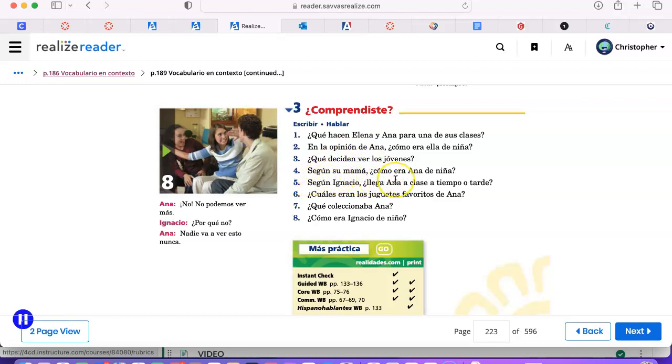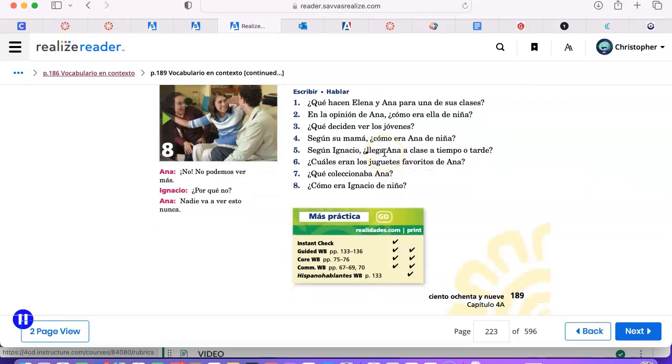Number 4, según a su mamá, ¿cómo era Ana de niña? So number 2 and number 4 are very similar. Number 2 is talking about Ana's own opinion. Number 4, according to her mother, right? What does her mother say in terms of what Ana was like? But we're looking for adjectives as well for number 4. For number 5, según Ignacio, ¿llega Ana a clase a tiempo o tarde? According to Ignacio, does Ana arrive? Llegar is the verb to arrive or to get somewhere. Does she arrive to class on time or late?